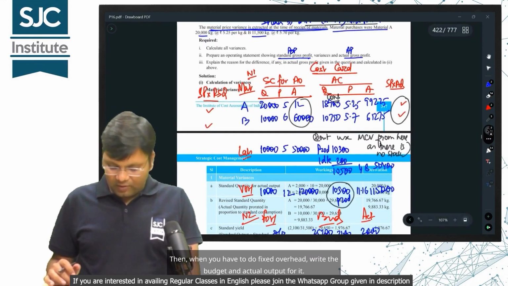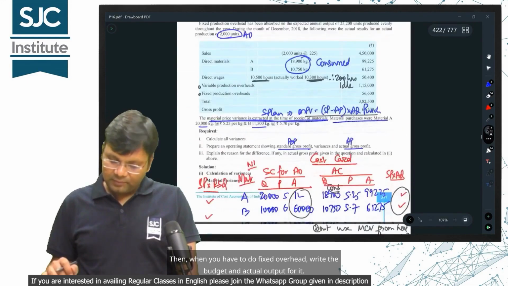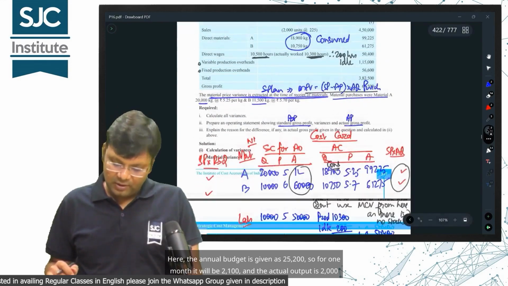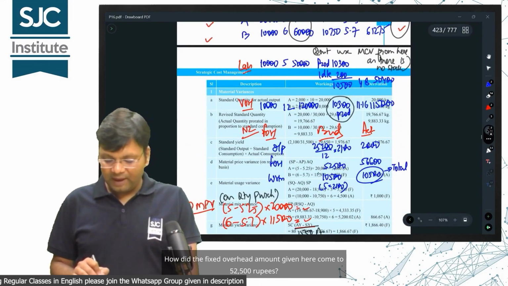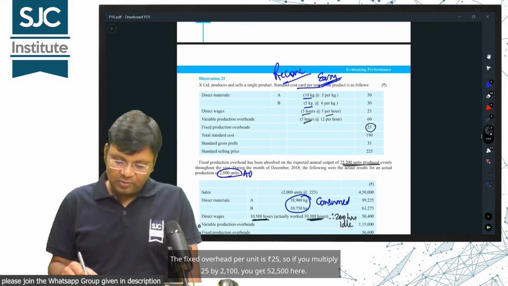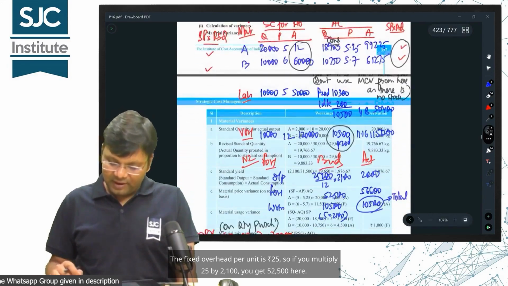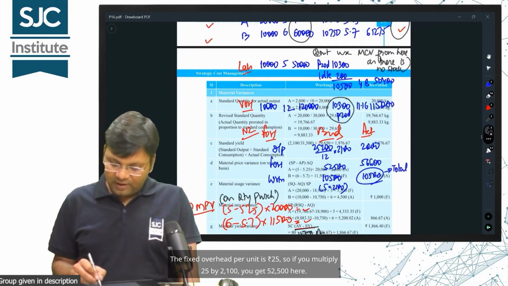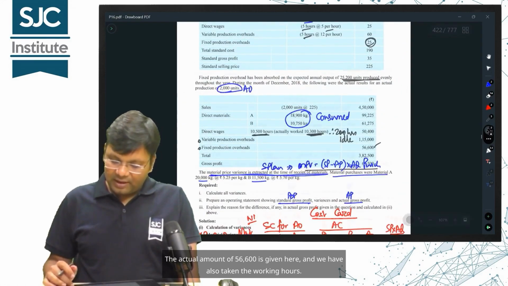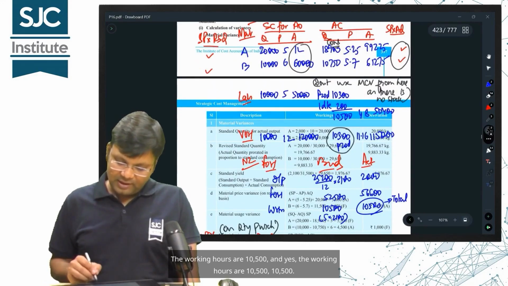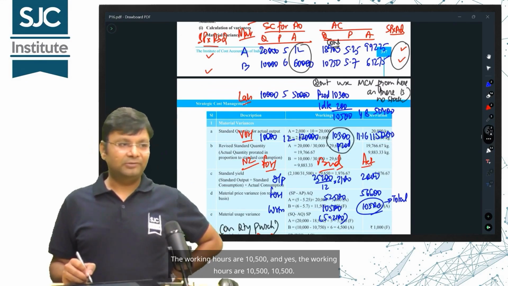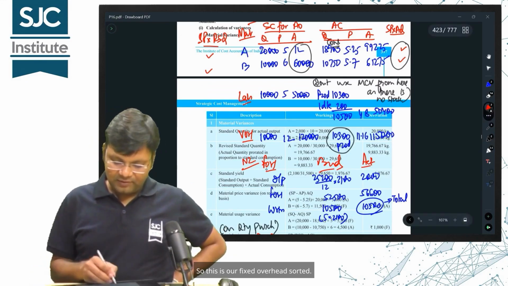Then, when you have to do fixed overhead, write the budget and actual output for it. Here, the annual budget is given as 25,200, so for 1 month it will be 2,100 and the actual output is 2,000. How did the fixed overhead amount come to 52,500 rupees? The fixed overhead per unit is 25 rupees, so if you multiply 25 by 2,100, you get 52,500. The actual amount of 56,600 is given here, and we have also taken the working hours, which are 10,500. So this is our fixed overhead sorted.